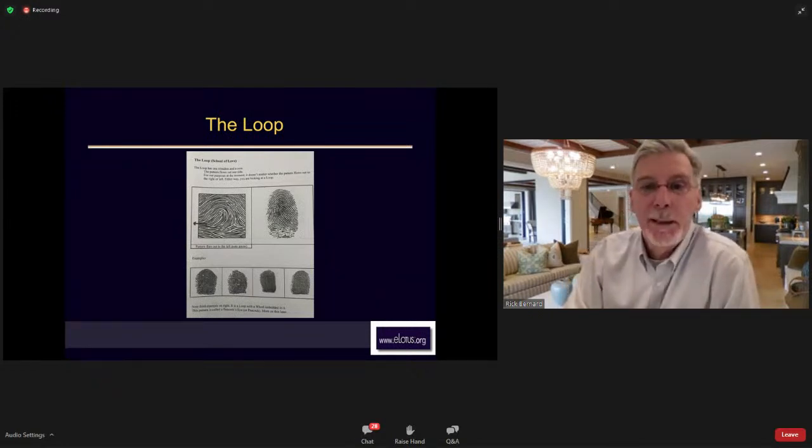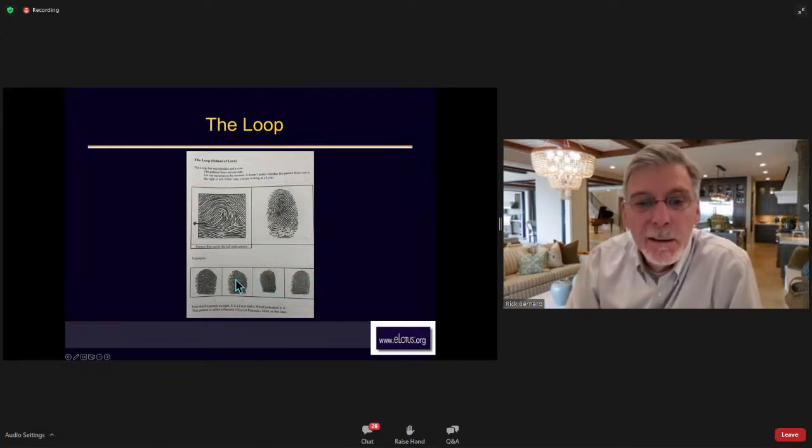And here's a loop. Again, it goes up and comes back. It's got the one tri-radii that's a little bit off, it'll be off center, and then the fingerprint goes up and back down the same side. Here are all loop patterns. This one's a little hard to see. Here, again, here's a loop, and here's another loop.